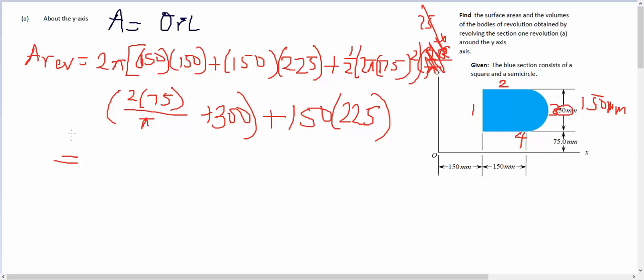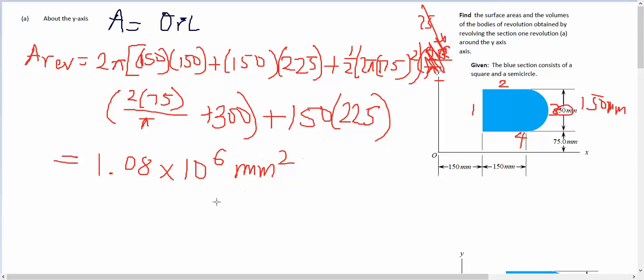So plug this in your calculator and you should get 1.08 times 10 to the 6 millimeters square. And that's your final answer. Well, this should be 2 pi r, not 2 pi r square.